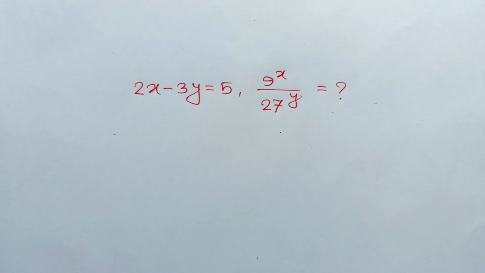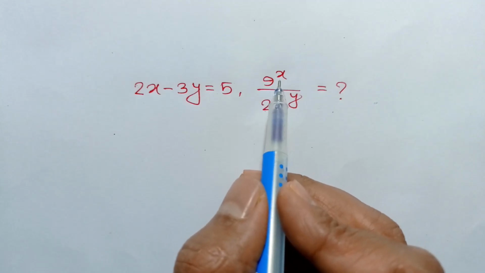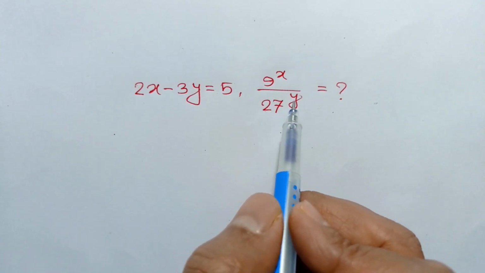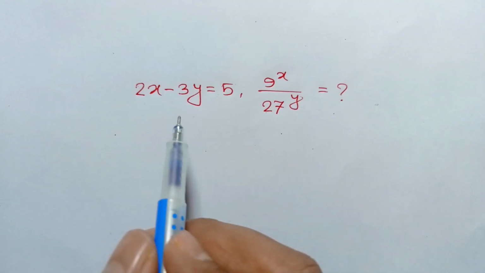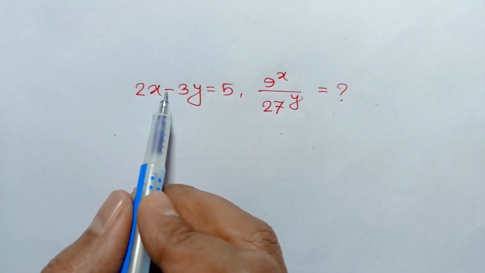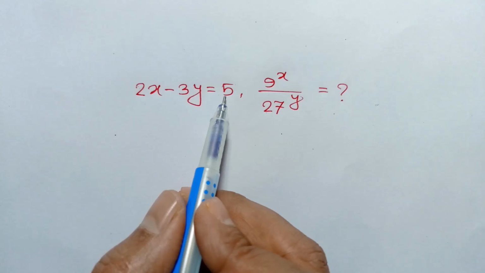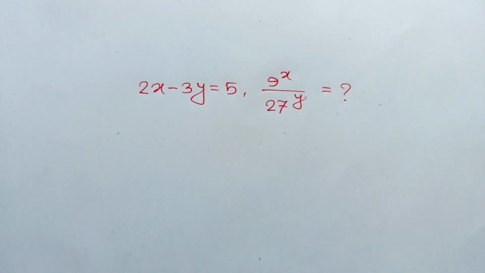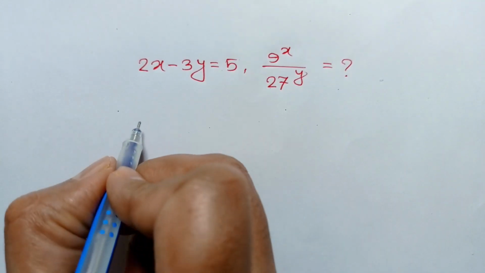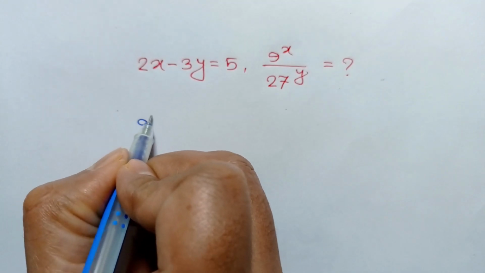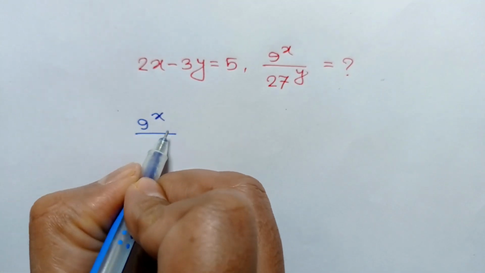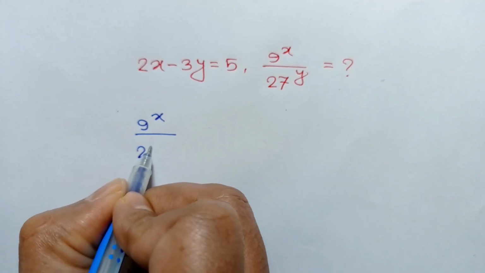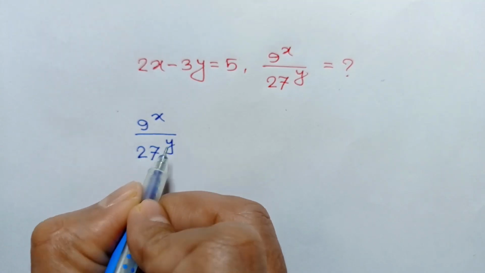Hi everyone. In this video, I am going to show how to find the value of 9 to the power x over 27 to the power y when 2x minus 3y is equal to 5. We have to find the value of 9 to the power x over 27 to the power y.